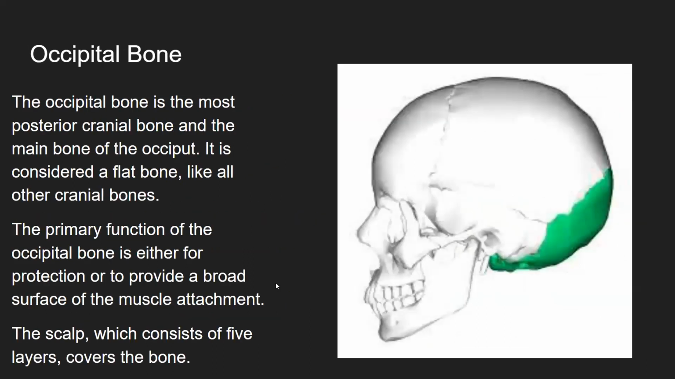Next, we have the occipital bone, which is the most posterior cranial bone and the main bone of the occiput. It is considered a flat bone like all other cranial bones. The primary function of the occipital bone is either for protection or to provide a broad surface for muscle attachment. The scalp, which consists of 5 layers, covers the bone.